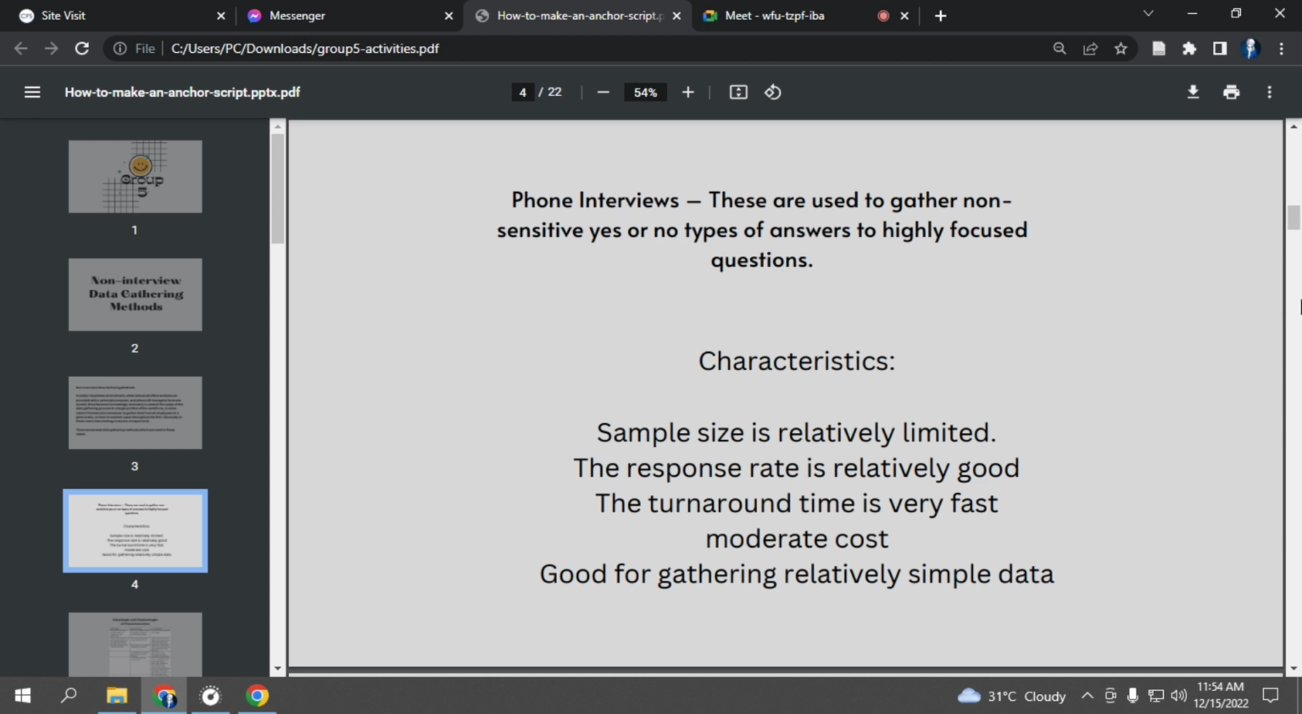So the first is the phone interviews. These are used to gather non-sensitive yes or no types of answers to highly focused questions. Characteristics: sample size is relatively limited, the response rate is relatively good, the turnaround time is very fast, moderate cost, good for gathering relatively simple data.